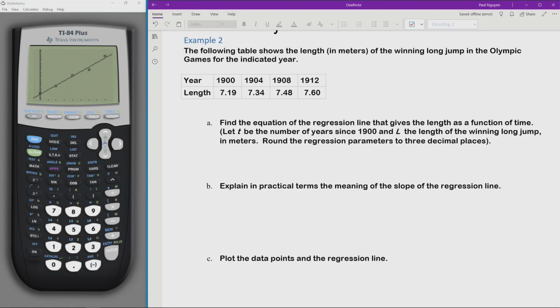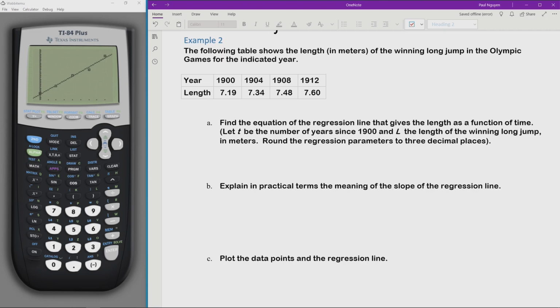Example 2. The following table shows the length in meters of the winning long jump in the Olympic Games for the indicated year. So for instance, in 1900, the winning long jump was 7.19 meters. And in 1908, it was 7.48, for instance. Let's find the equation of the regression line that gives the length as a function of time.